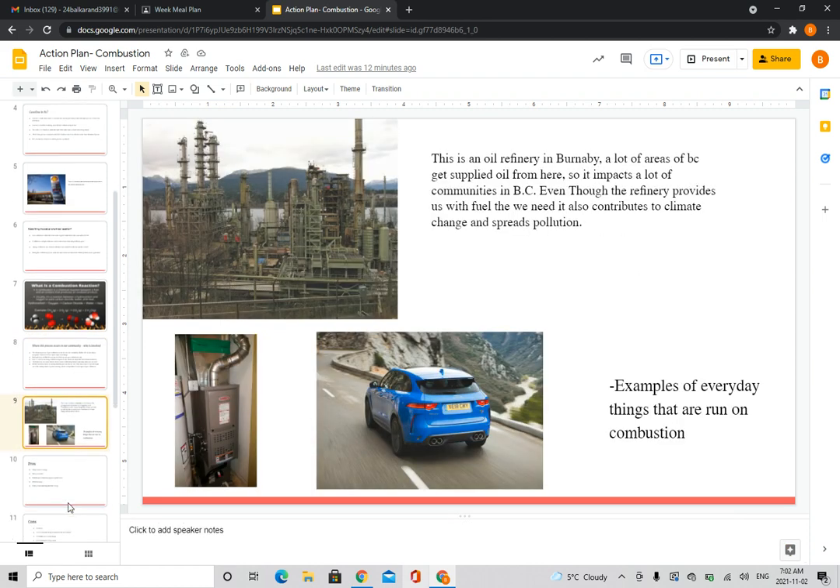This is an oil refinery in Burnaby. A lot of areas of BC get supplied oil from here, so it impacts a lot of communities in BC. Even though the refineries provide us with fuel, they also contribute to climate change and spreading pollution.